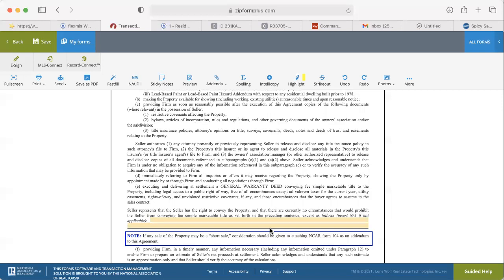So if they inherited the property, but their sister is also in the will to receive a portion of the money, then you would need that sister's signature on this listing agreement. But that would be an example of some kind of circumstance that would prohibit them from providing full marketable title.